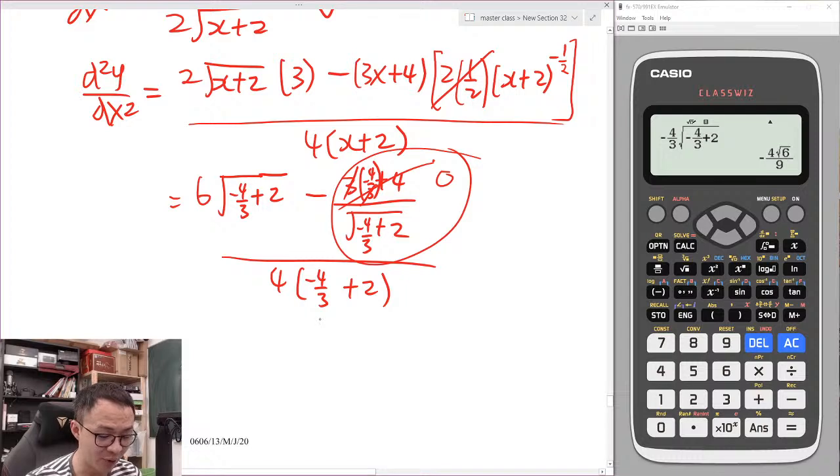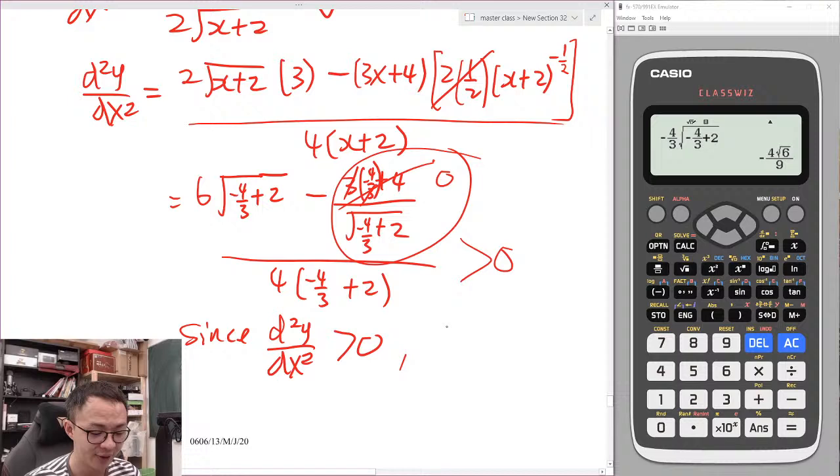Based on what I'm seeing here, it's a positive answer. So it's definitely bigger than 0. Since d2y dx squared is bigger than 0, therefore it is minimum.